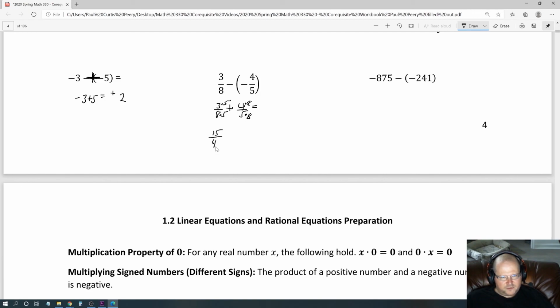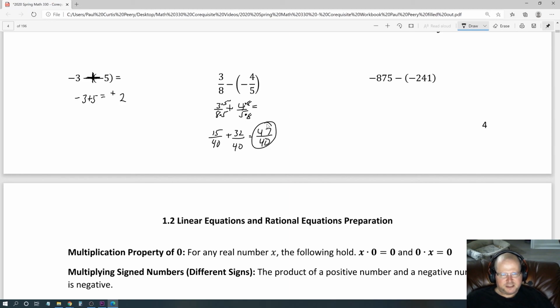8 times 5 is 40, plus 4 times 8 is 32, 5 times 8 is 40, 15 plus 32 is 47 over 40. 47 and 40, nothing's going to reduce, so this is a good answer. Unless they want the answer in the form of a mixed number, in which case you do have to change it. So if they have an option of improper fraction, bam, this is awesome.